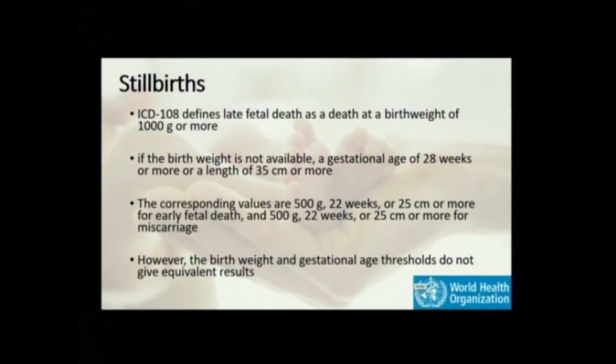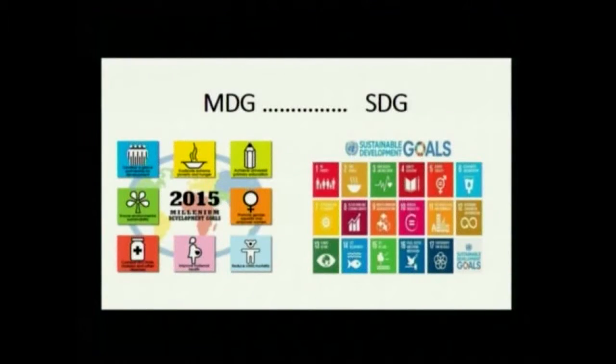But what is interesting is that WHO at this moment uses 28 weeks as the definition for stillbirths. But in Malaysia now, we use 22 weeks or 500 grams. So if you know the gestational age, regardless of the weight, we use 22 weeks. But if you do not know the gestational age, then we use 500 grams as the cutoff. Because of this variation in the way we define stillbirths, sometimes the rates and the ratios will vary across the countries that we are looking at.